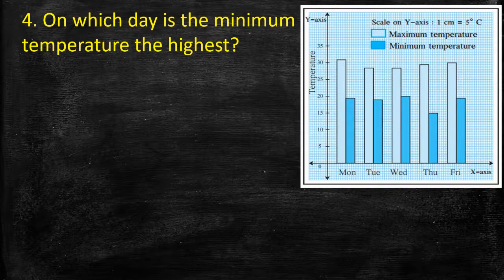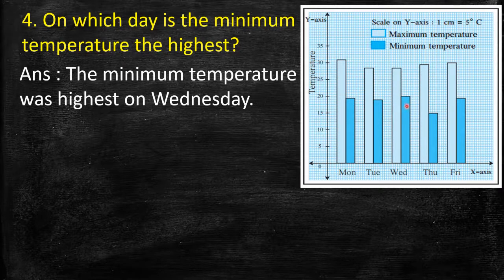Question number 4. On which day is the minimum temperature the highest? So here you can see minimum temperature is mentioned in dark blue, and here maximum temperature is mentioned. So here we have to find out on which day the minimum temperature is the highest. So you can see on Wednesday the minimum temperature is the highest. So the minimum temperature was highest on Wednesday.